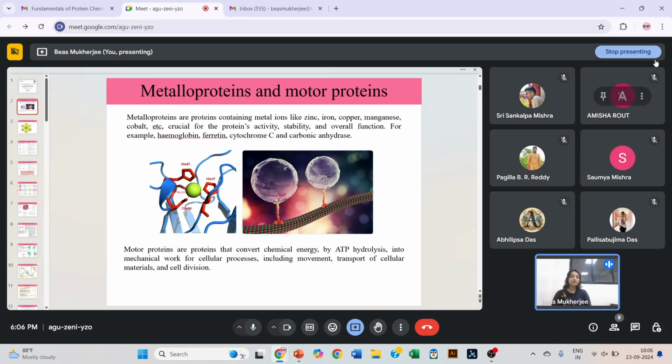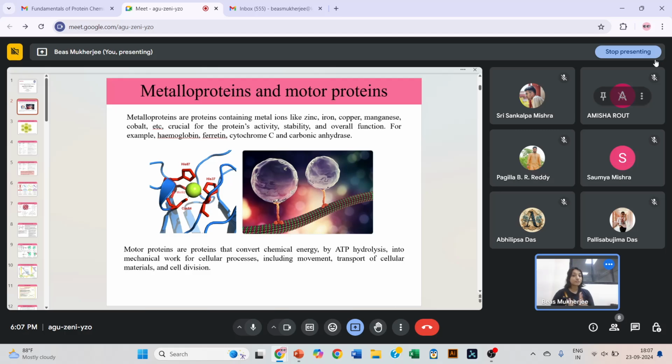And now what about the motor proteins? If you look at the figure on the left, you can see that there is a protein having a tiny metal ion. That green one that you're seeing is the metal ion, and there are residues that are binding to the metal ion. It is keeping it in place, and this metal ion is helping in the activity and the structural conformation of the protein.